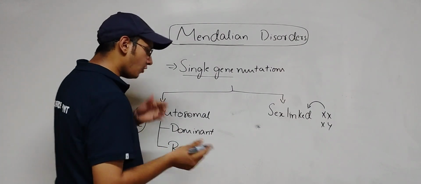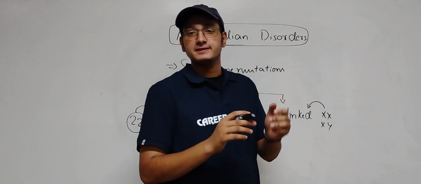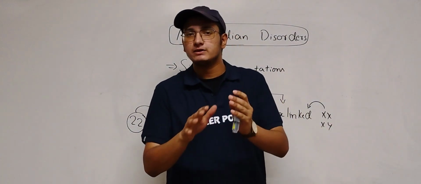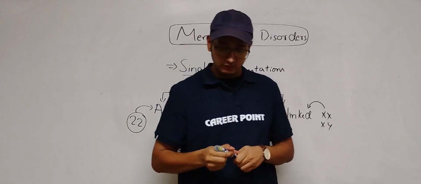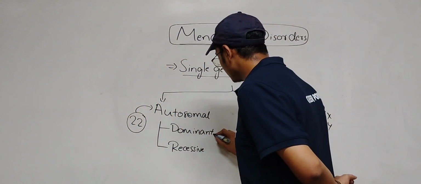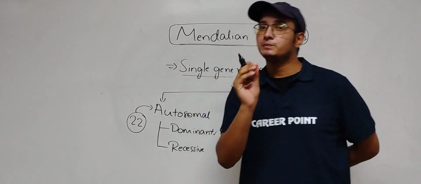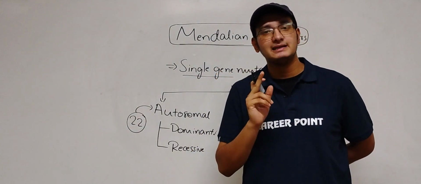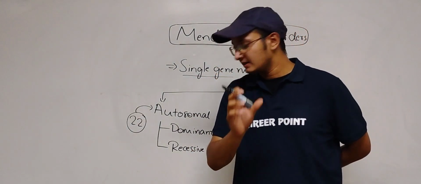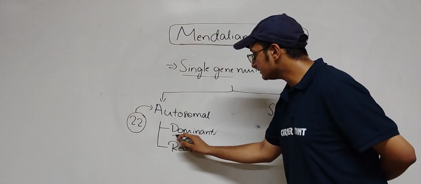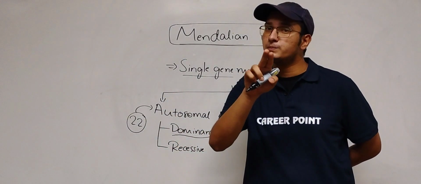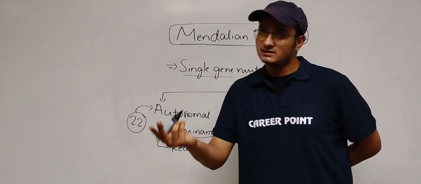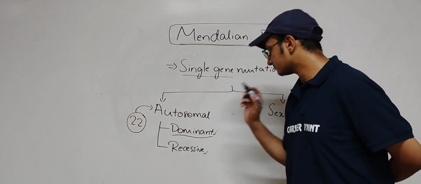Dominant. How many alleles do we have for a single gene? Normally we get one allele from mother and one allele from our father. For dominant, the mutant allele should be present. Even if one mutant allele is present in the two alleles, it can express. Those are known as dominant. For recessive, both the alleles should be mutant. Only then it can show its effect.